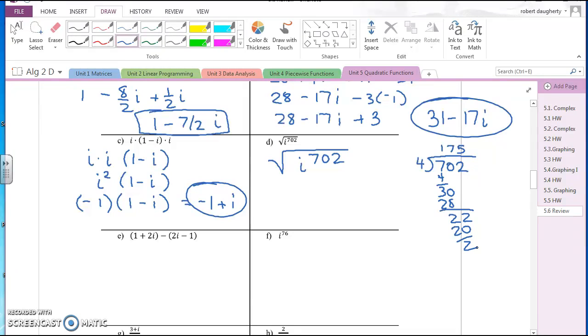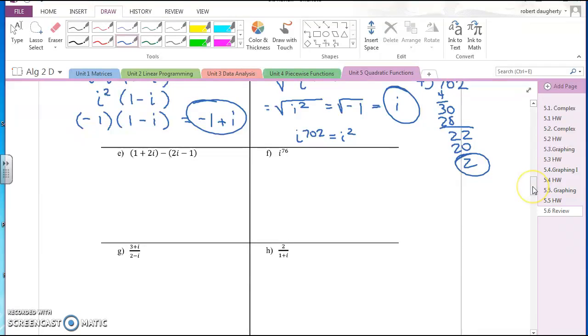Okay, so with my remainder being 2, that means that i to the 702 is just i squared, because that's my remainder. So I'm looking for the square root of i squared. That's the square root of negative 1. Square root of negative 1 is i by definition. Okay?